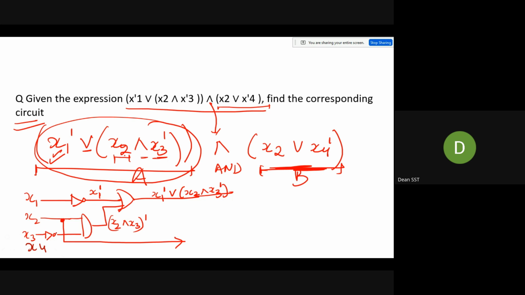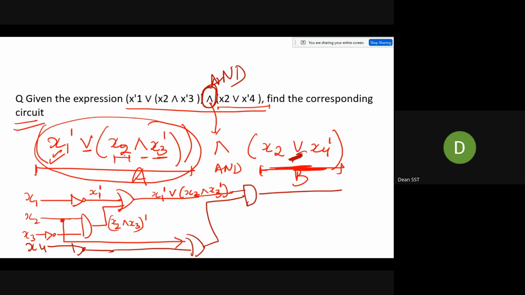this is your x4. Fine. x4, and you have to do x4 ka bar. This is x4 ka bar. Fine. And what type of operation? OR. You have to perform OR. Is it clear? And here it will come. And what is the final operation? Final operation is AND. So you have to perform AND. Is it clear?